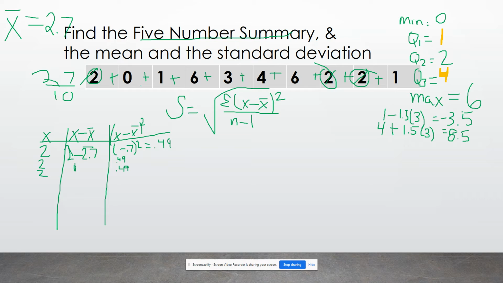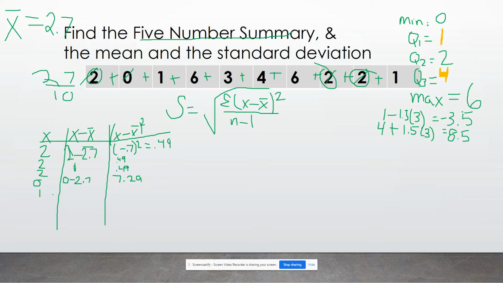All right, now I've got 0. Okay, so let me do 0 next. If I put 0 here, 0 minus 2.7 is negative 2.7, and negative 2.7 squared is 7.29.